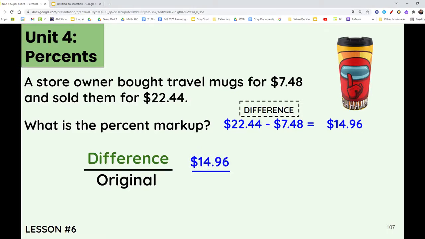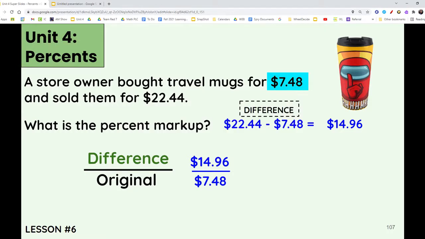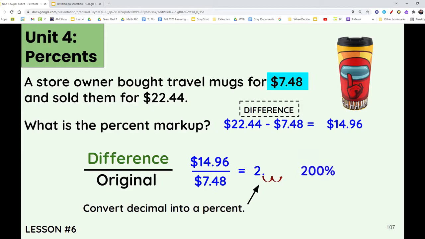Which one of these prices is the original price? Which one comes first? $7.48. So that's going to go in our denominator. All right, go ahead and do 14.96 divided by 7.48. All right, you should get 2. Now, the answer is not 2%. The answer is 2, and we need to turn that into a percent. So we're going to move the decimal over once, move the decimal over twice. That's 200%, which means this store owner marked up the price by 200%.